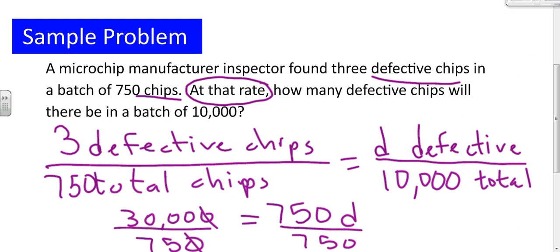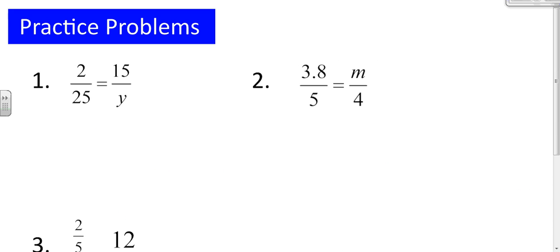Now you could set up this proportion in different ways, right? Instead of saying 3 defective chips to 750 total chips equals D defective chips to 10,000 total chips, think about some other ways you could set up this proportion and still get the same answer.